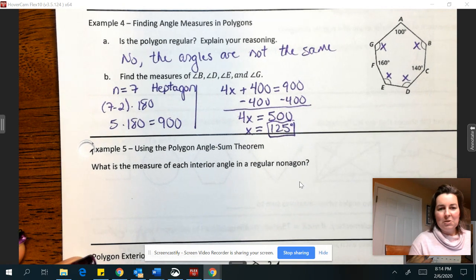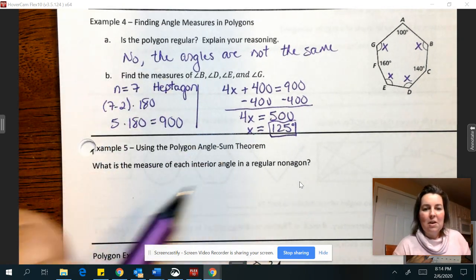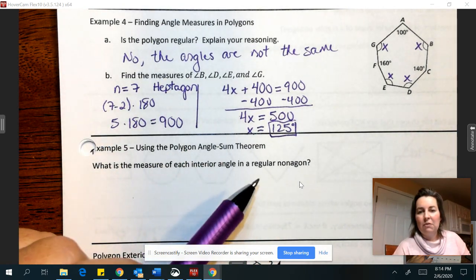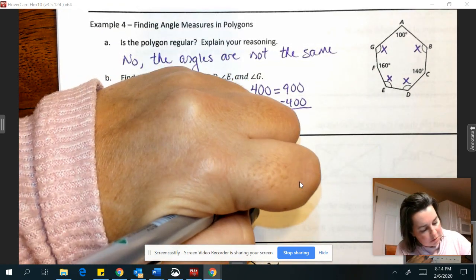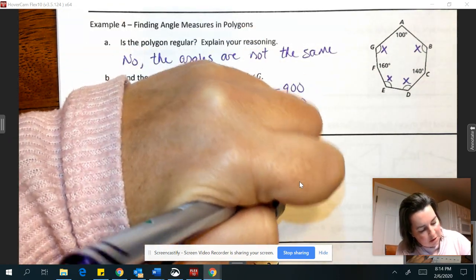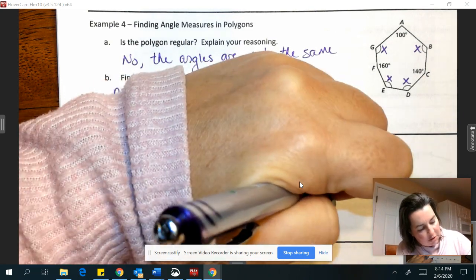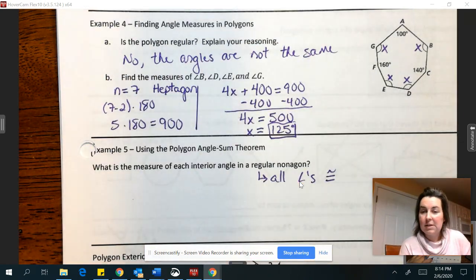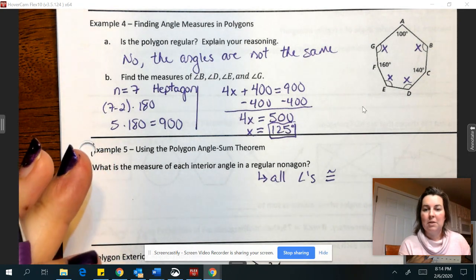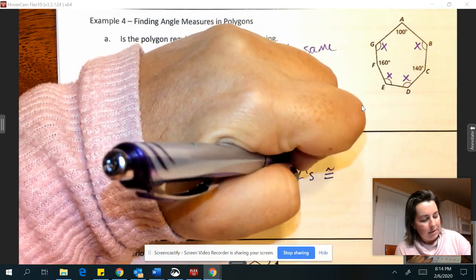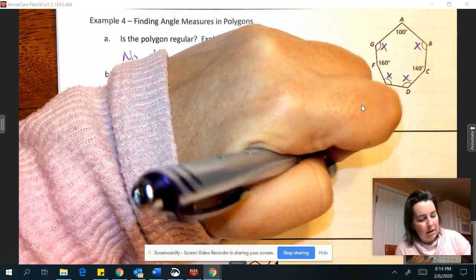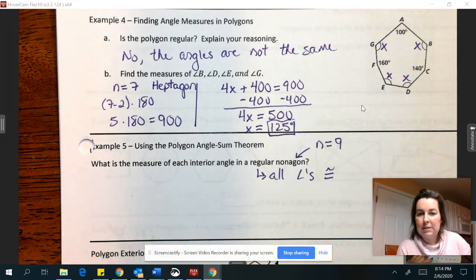Okay, last one we're going to do for now. So this is saying, what's the measure of each angle if you have a regular nonagon? So remember, regular means all the angles are congruent. It means all the sides are congruent too, but since we're talking about the angles right now, that's what we want to focus on. So a nonagon means that we have an n of 9. It has to have 9 sides.